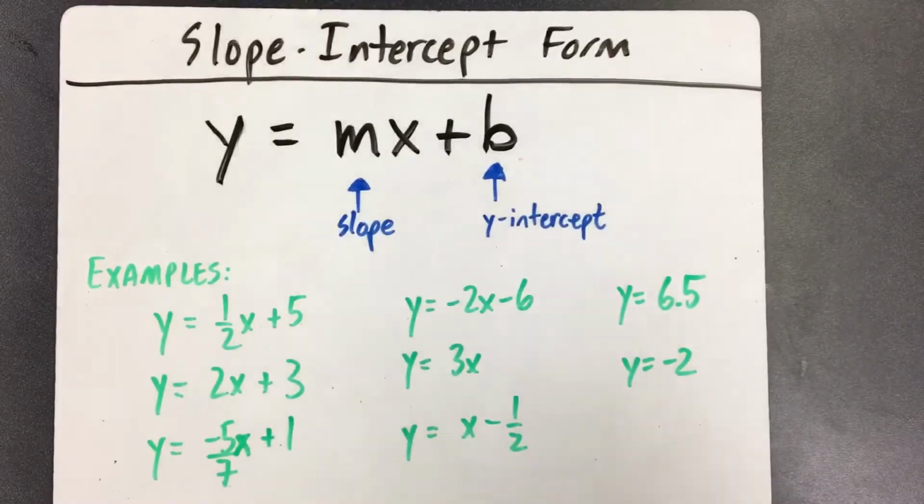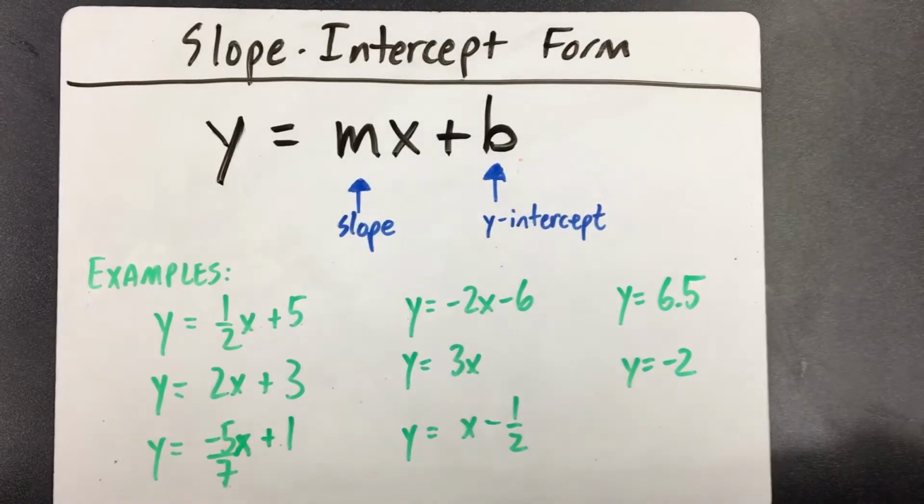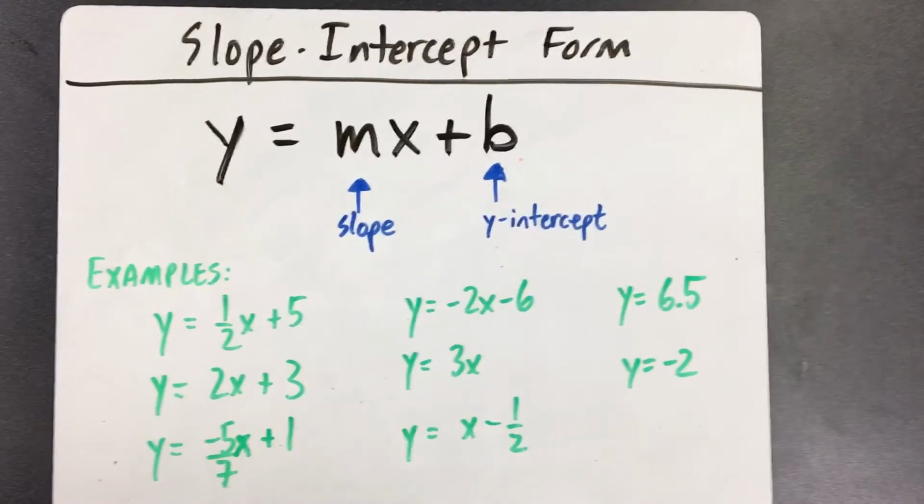Hey everybody, welcome back. Today we are going to extend our lesson on 3.5. This is the second half of it. We're going to talk about slope-intercept form.